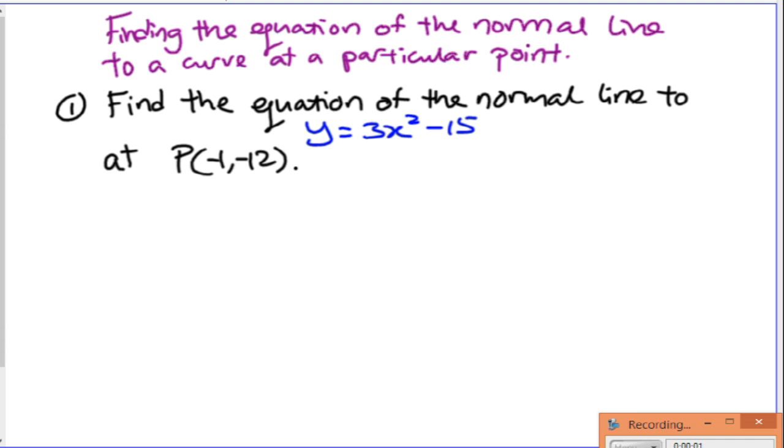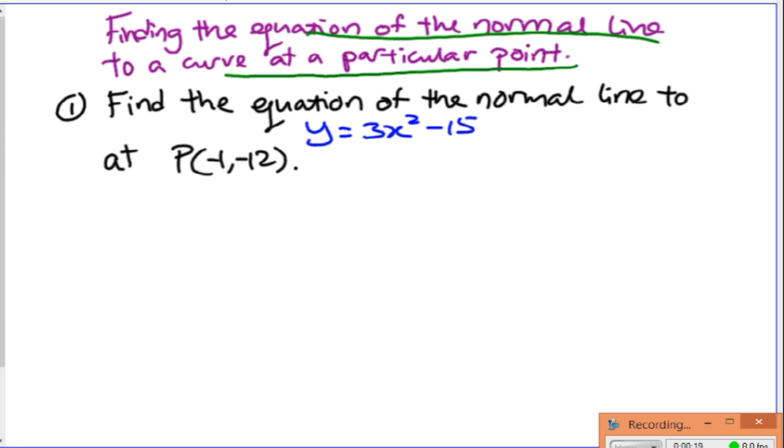The target for today is to find the equation of the normal line to a curve at a particular point. So here's the first question. Find the equation of the normal line to this quadratic equation at this particular point.